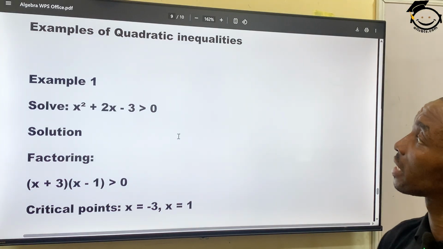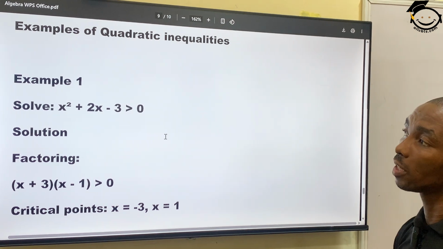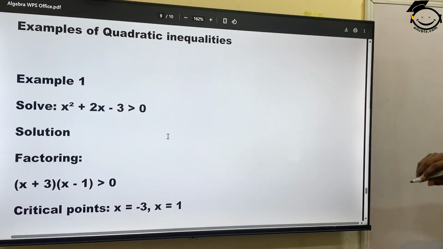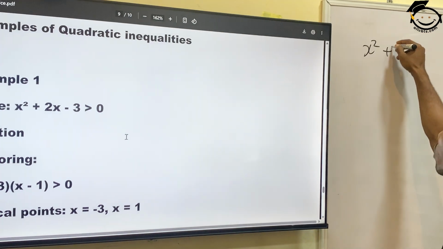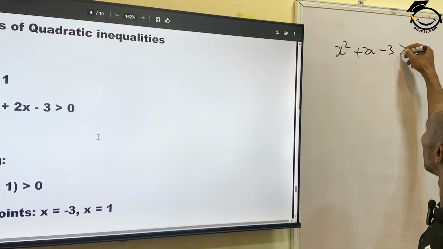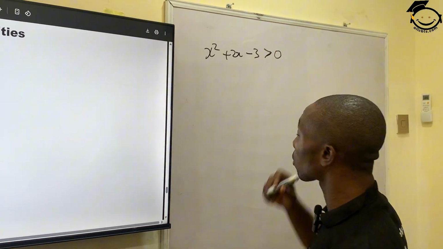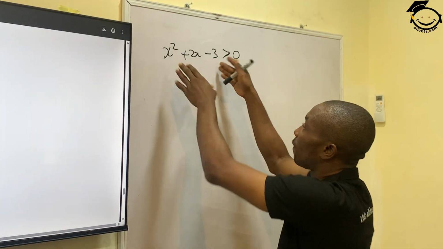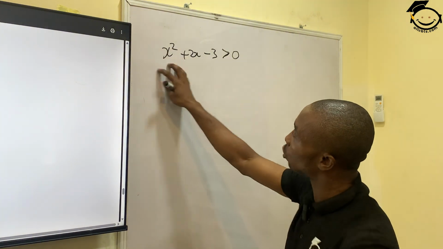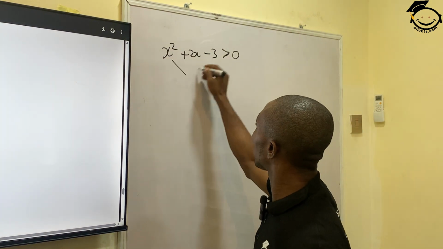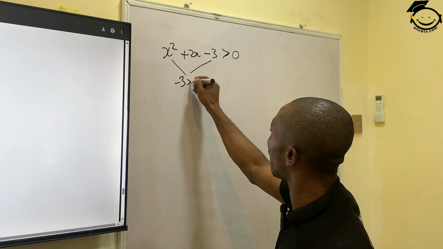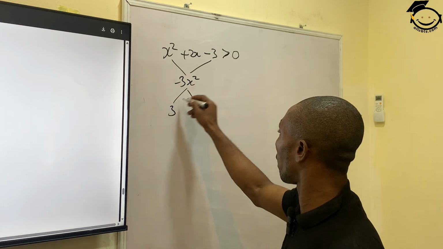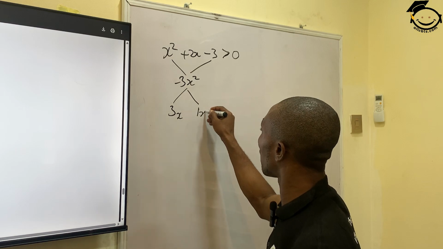All right, looking at some more examples on quadratic inequalities, it says solve x squared plus 2x minus 3 greater than 0. So we have x squared plus 2x minus 3 greater than 0. Now, just the same way as we solve our quadratic equations, we'll first of all factor out what our factors will be for this quadratic. So let's look at factoring out. We have minus 3, x squared. Now, what are the factors of 3? We know that the factors of 3 are just 3 and 1. So this becomes 3x and 1x.